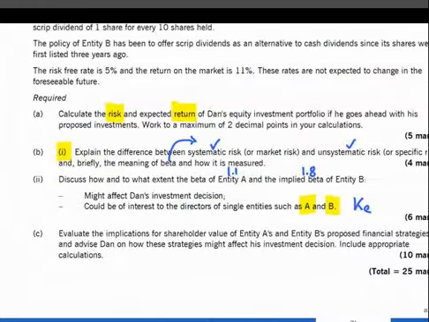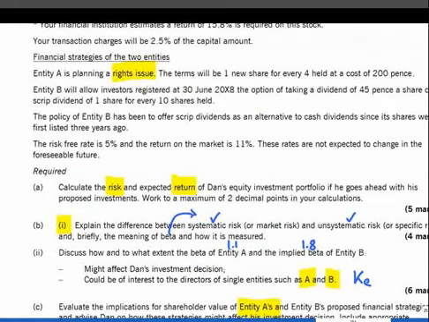So the final bit of the question looks at two separate financial strategies. Let's look at entity A's first of all. Entity A is planning a rights issue, and we're given the terms in the question. Part C asks us to look at the implications of this for shareholder value first of all.